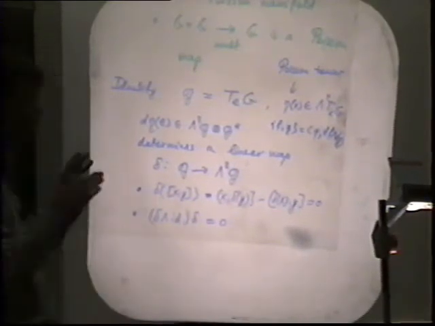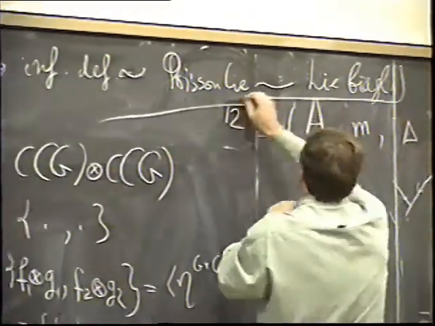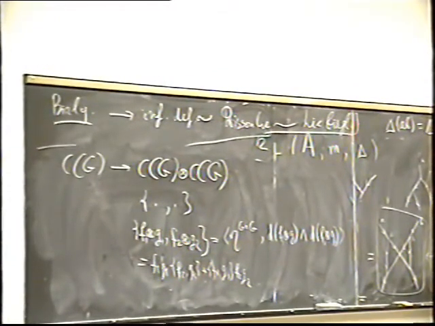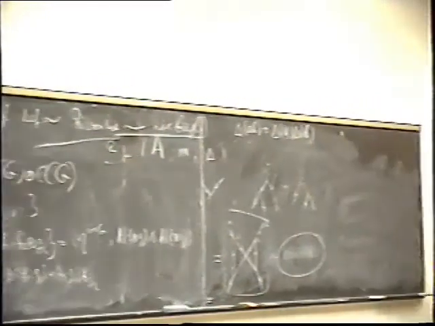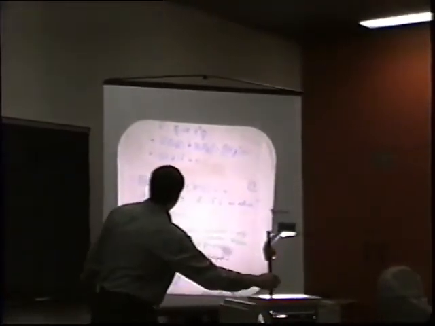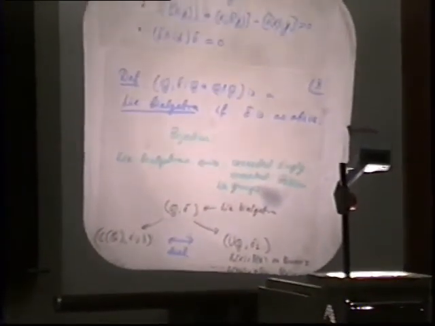So now I moved from this infinitesimal structure for deformation of bialgebras to Poisson-Lie groups. And finally, I arrived at the notion of Lie bialgebras, the most infinitesimal notion you can imagine in this case. Here's the formal definition. If you have a linear map from G to the second wedge power of G that satisfies these two properties, then you have a Lie bialgebra.